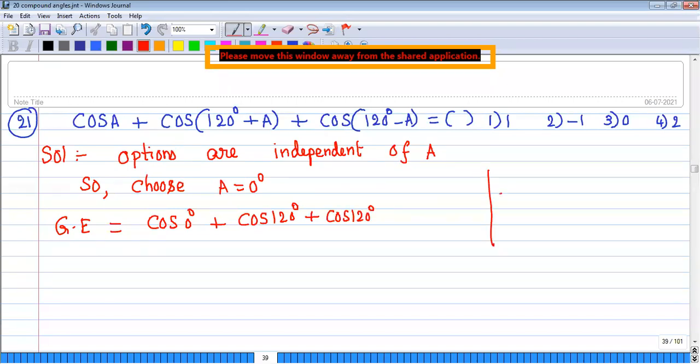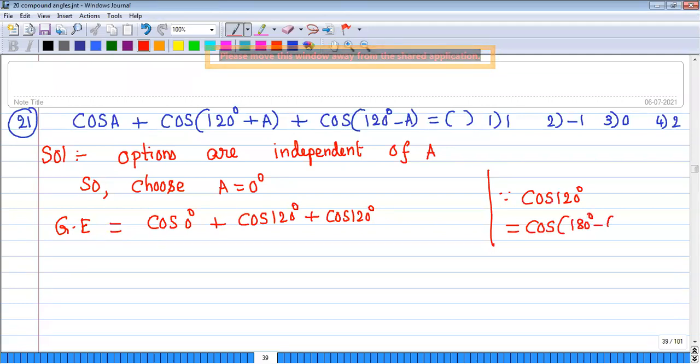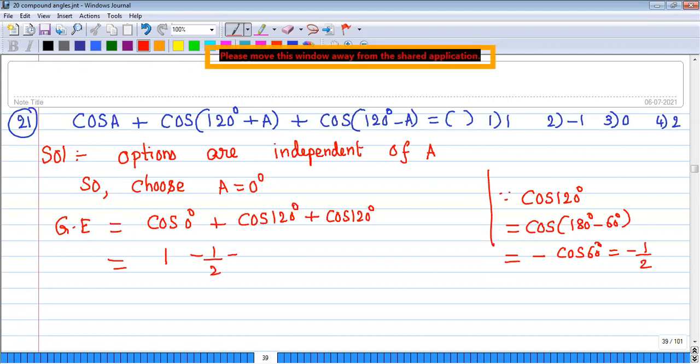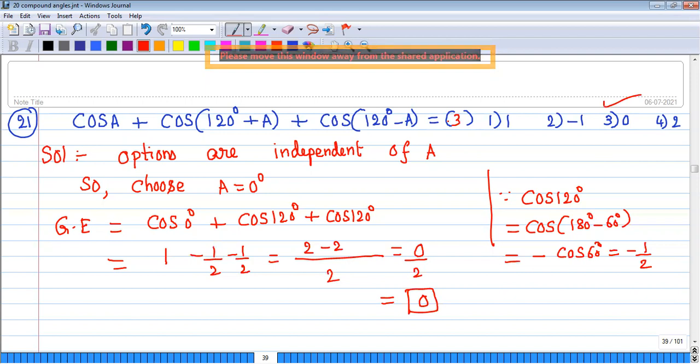See, my dear students, remember cos 120 degrees equals cos of 180 degrees minus 60 degrees. This is the second quadrant. In the second quadrant, cos is negative. So we get minus cos 60, which is minus 1 by 2. Cos 0 is 1. So 1 minus 1 upon 2 minus 1 upon 2. Taking LCM 2: 2 minus 1 minus 1, that is 2 minus 2, 0 by 2. So you will be getting 0. Third option is the right option.